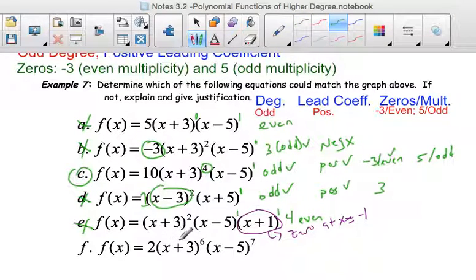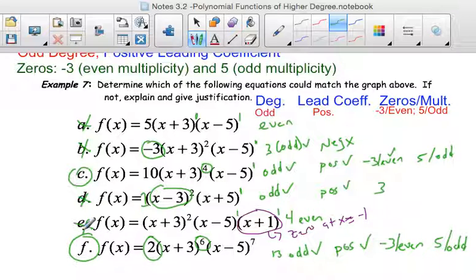F of x equals 2 times (x plus 3) to the 6th times (x minus 5) to the 7th. The degree is going to be 6 plus 7, which is 13, which is odd. So the degree matches. The leading coefficient is 2, which is positive. So that matches our criteria. We'd have a 0 at -3 with a multiplicity of 6, which is even. That's what we want. We want -3 even. And we have a 0 at 5 with a multiplicity of 7, which is odd. So this could potentially be the graph.